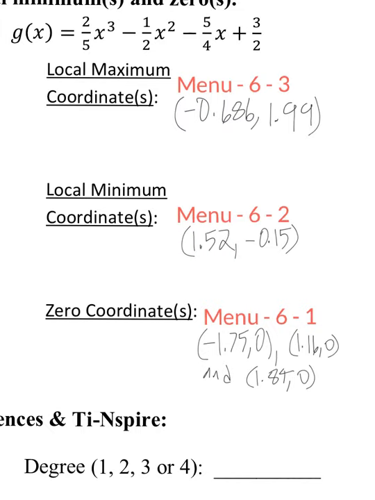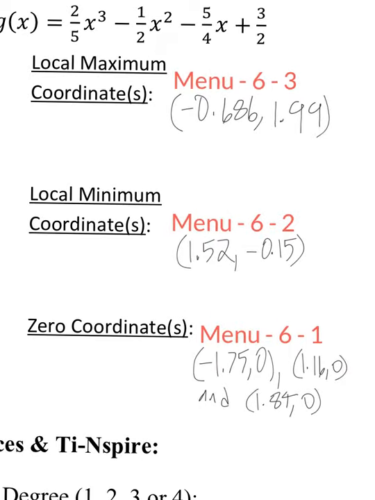I can't show you what I'm doing in the calculator in this video, but just know that I graphed it. Then I did menu 6.3 on the max, menu 6.2 on the minimum, and menu 6.1 on the zeros. And these are the coordinates I got, okay? So there's really nothing else to say. It's just purely on the graphing calculator.